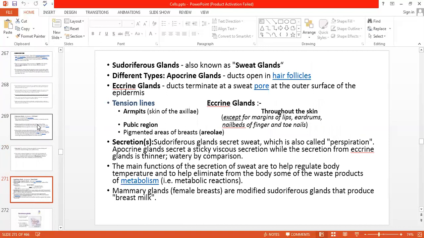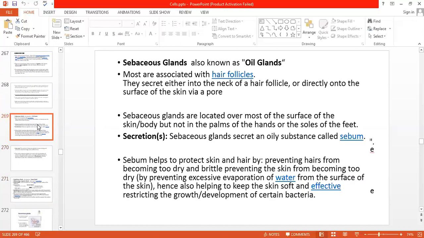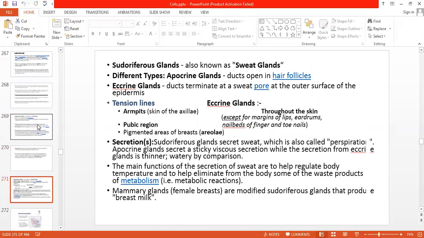Now we discuss the sweat gland, also known as sweat glands, ceruliferous gland.